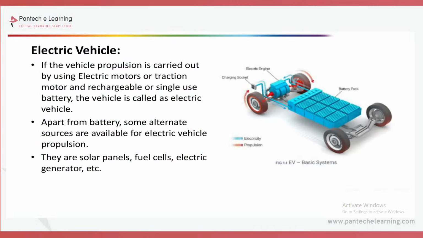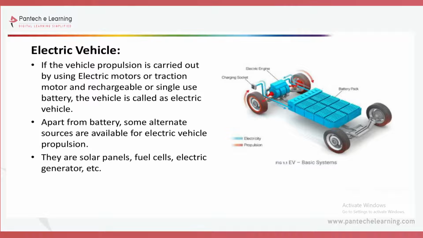So an electric vehicle is nothing but a vehicle whose propulsion is carried out by using electric motors. If we run the electric motor, we need energy. So where do we get the energy from? The battery. An electric vehicle is a vehicle driven by a motor, where the motor is driven using the battery. It's called an electric vehicle.